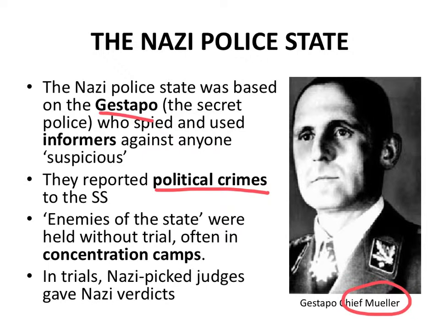Now, in the early years, the main political criminals were the communists and the socialists. So they were picked up by the Gestapo, they were handed over to the SS, and they were basically put into special prisons called concentration camps. These were special prisons for political prisoners, people who disagreed with the Nazi regime.